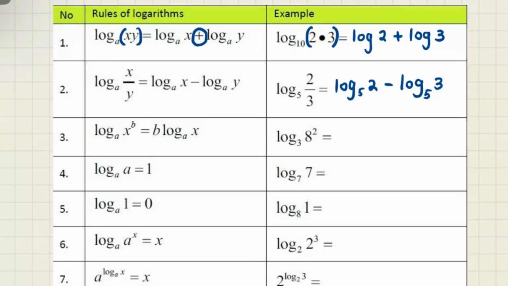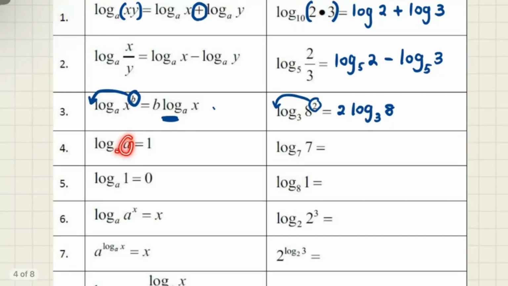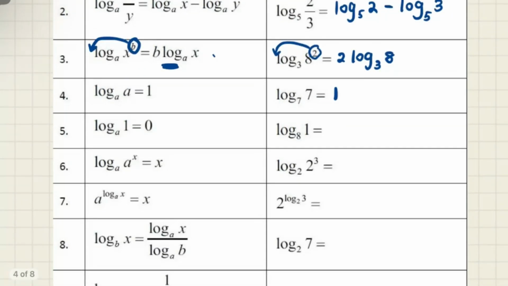How about this one? So tadi saya dah tunjukkan kalau kita ada power dia boleh bawa ke depan. So this power kita boleh bawa dia ke depan supaya dia jadi seperti ini. So here, this power of 2 bawa pergi depan. So it will be 2 log of base 3, 8. Okay. And kalau base dia sama dengan this number, so dia akan sama dengan 1. So for example, log with base 7, 7 is equals to 1. And then any base yang value here is 1 will be equals to 0.